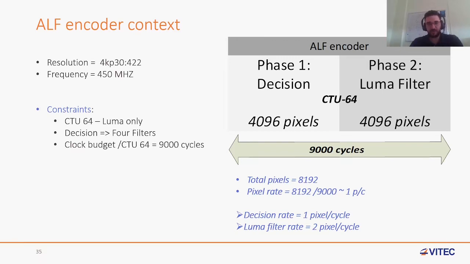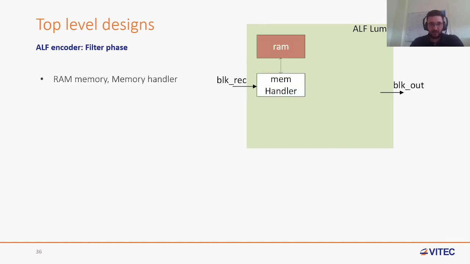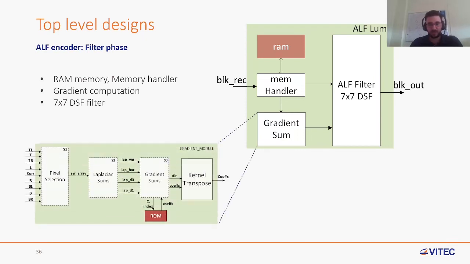Now let's take a look at the top level design of the ALF filtering phase, which is the second phase. Similar to the decoder, it is composed of a random access memory, a memory handler, a gradient computation module, and the filtering process, which applies the 7x7 diamond shape filter. Unlike the decoder, in this context the chroma filters are eliminated, therefore only the 7x7 diamond shape filter is applied. The gradient is similar to the decoder also.